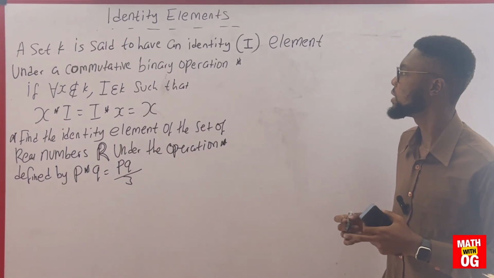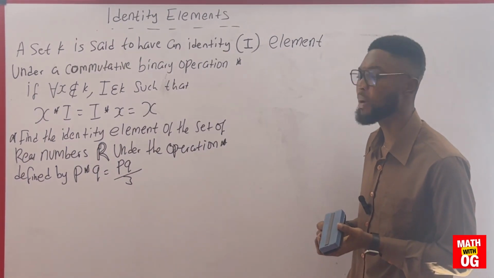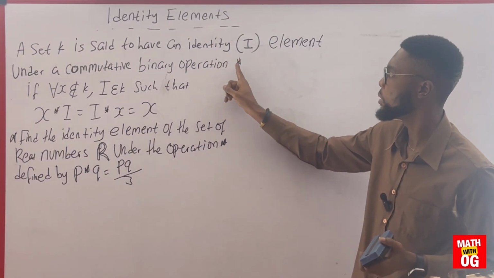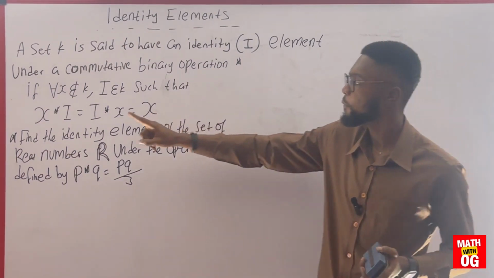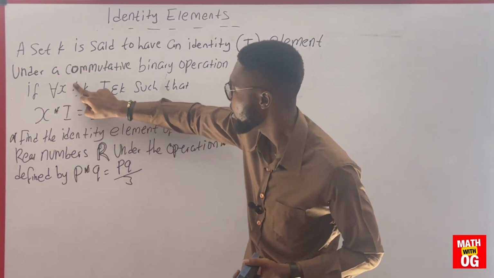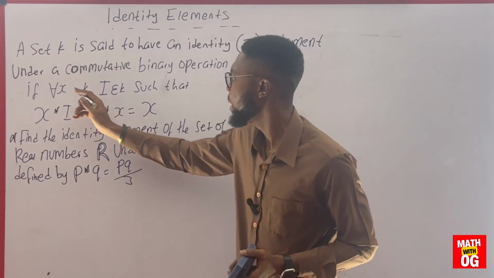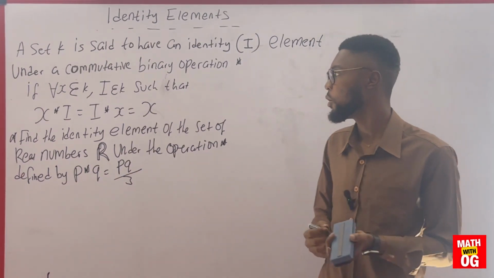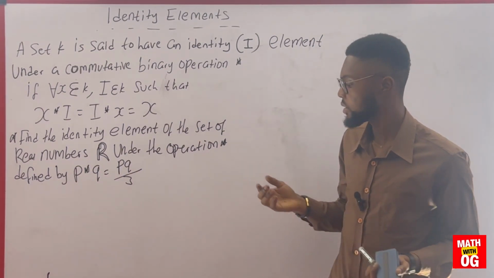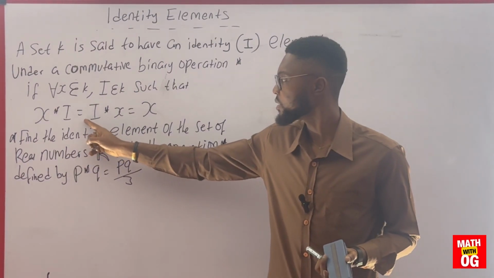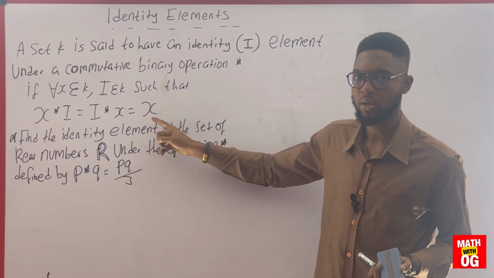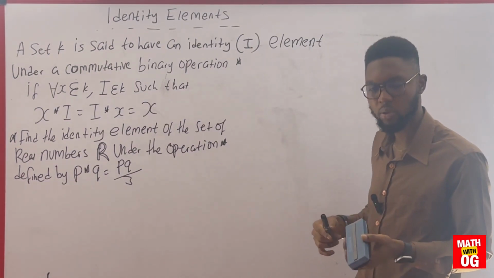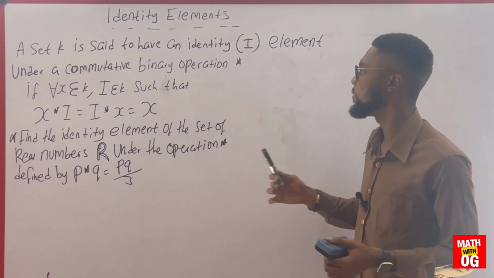A set K is said to have an identity element under a commutative binary operation if, for all values of x being a member of the set, and also the identity element still being a member of the set, x operation I is equal to I operation x is equal to x. I've defined my identity element to be I. In other textbooks, they define it to be something else. I define mine to be I.